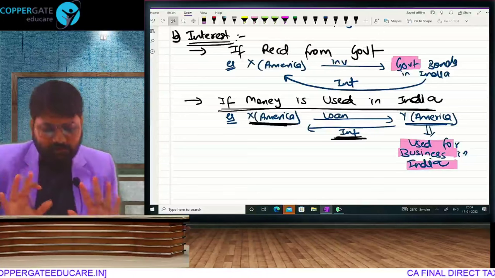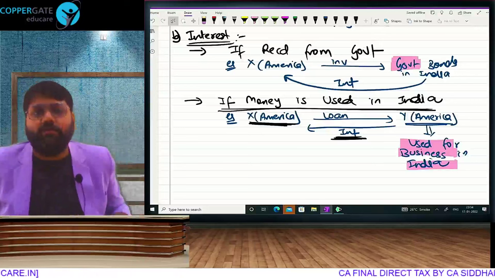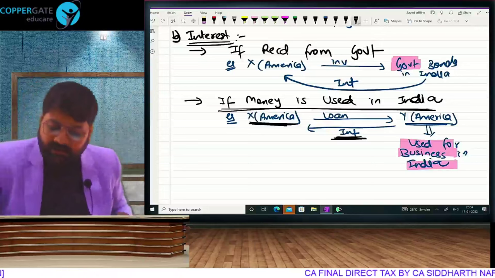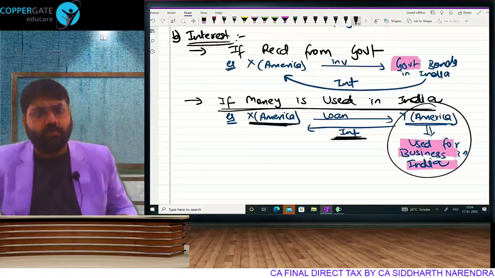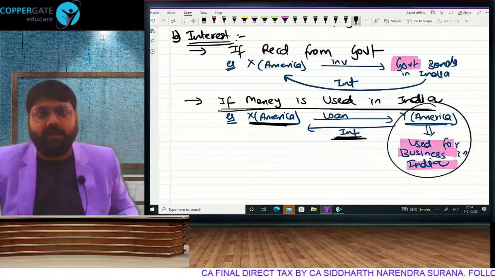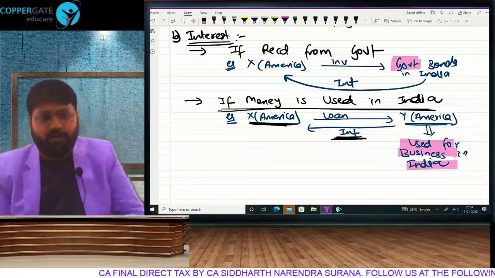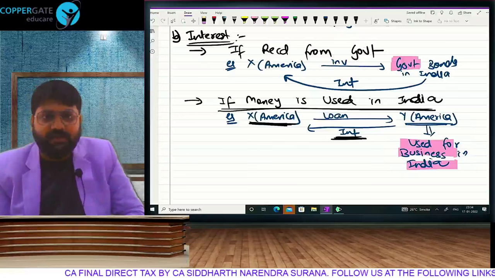Who will pay? Let me say this only, X is to pay. Then again you will ask, sir, how will government go to X? No, government will not go to X. Government will apply the TDS provision on him. But that is all about how to do recovery of taxes. Currently we are not going to the recovery part. Currently we only want to understand, is this income taxable in India or not taxable in India? Is this income taxable in India?